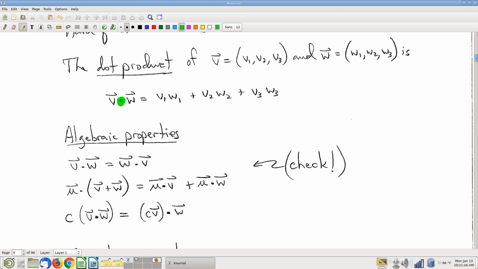You have to put the dot there. It's not optional. Every year it seems like I have a student who just won't do it, and it's weird, and I count off points, and they keep not doing it. I don't understand. But you have to do it because there's another kind of product that we're going to see later today. And if you just write VW, it's not clear which product you mean. Right? So, like I say, not optional, you got to do it.